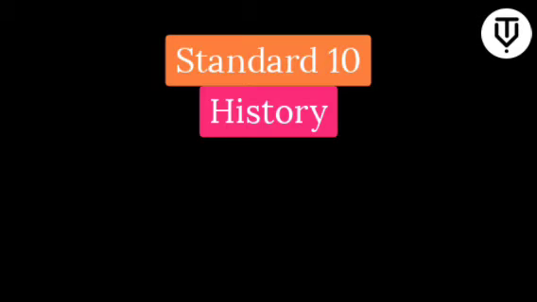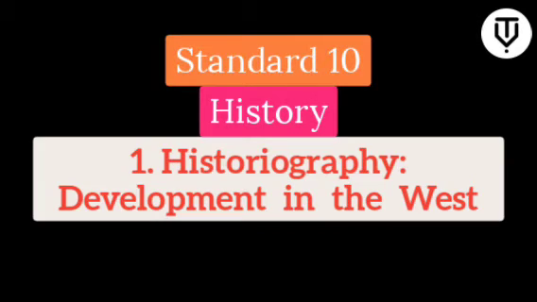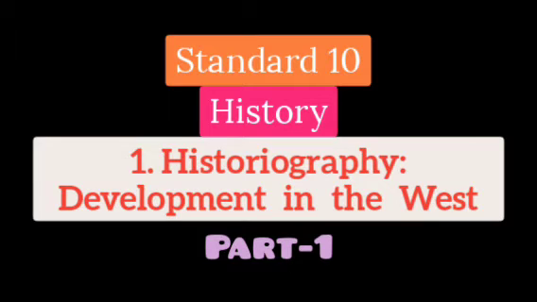Standard 10th, Subject History, Chapter number 1, Historiography, Development in the West. Historical research, writing and studies are carried out with an objective of understanding the chronology of the past events and their interconnections. Chronology means the arrangement of events or dates in the order of their occurrence. What occurred first is written first, and what occurred later on is written afterwards. This particular process is continuous.